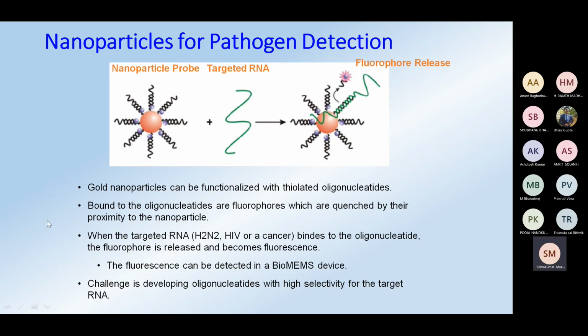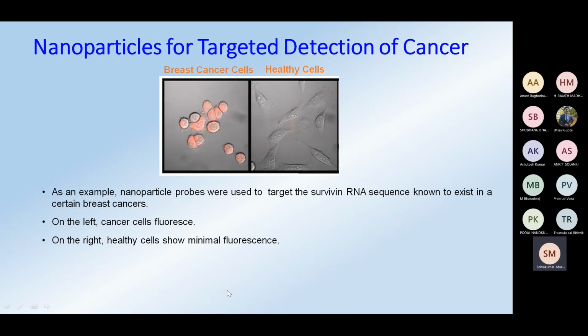So when the targeted RNA binds to the nucleotide on the surface of the self-assembled structure, the fluorophore or fluorescent ions start to release from the structure, and it becomes clearly visible in the fluorescent microscope. This same approach has been used for detecting cancer cells. What they did was decorate gold nanoparticles, functionalized with the same RNA sequences of the cancer cells.